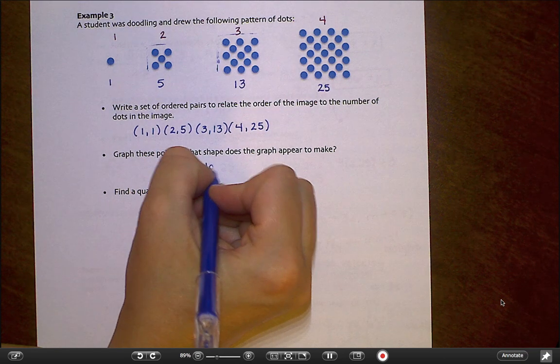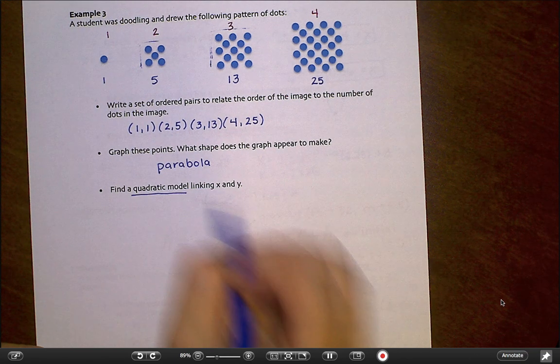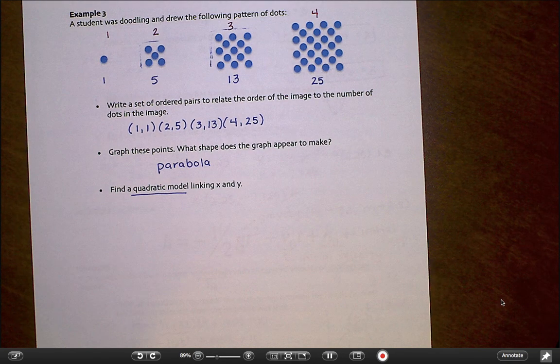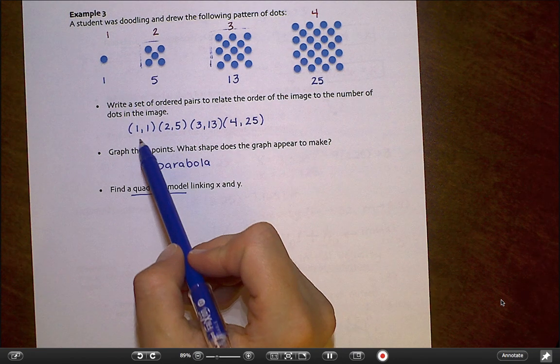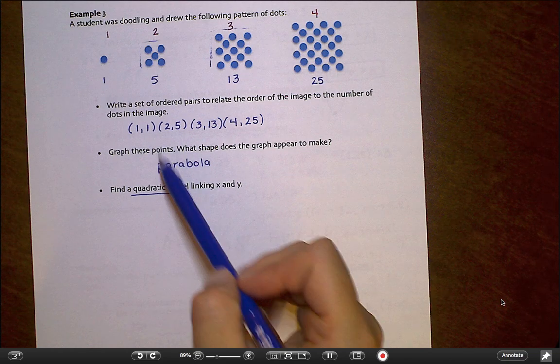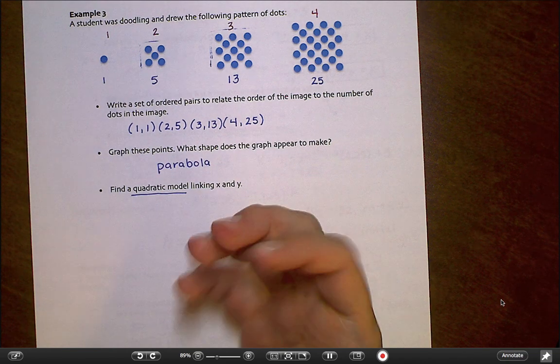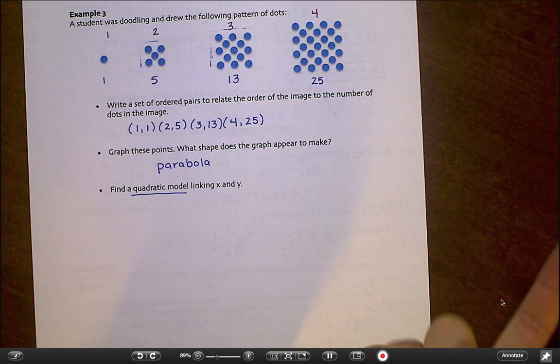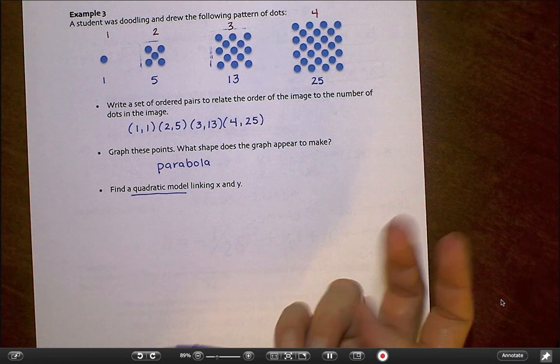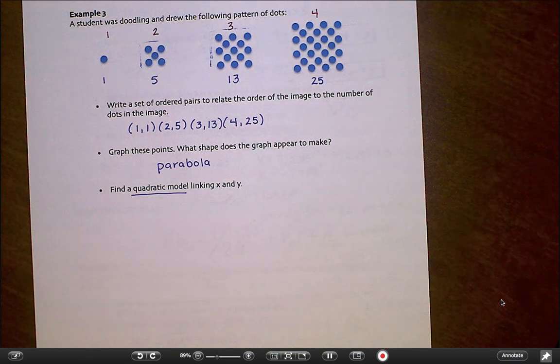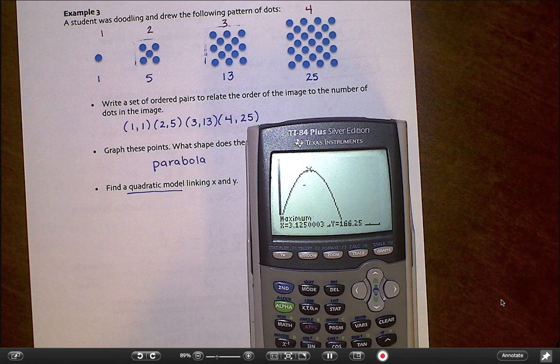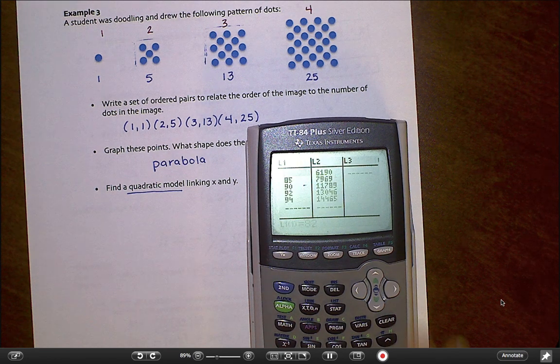What I really want to get into is this piece, find a quadratic model linking x and y. So let's think about this. We have coordinates, right? We want to do some modeling. We've been in this situation before. We did linear modeling. We did exponential modeling. Now we're going to do the exact same thing, but with quadratic modeling. So I'm going to go Stat and Edit, clear my lists. We've been down this road before, right?